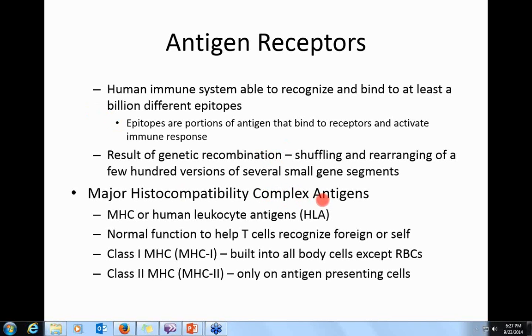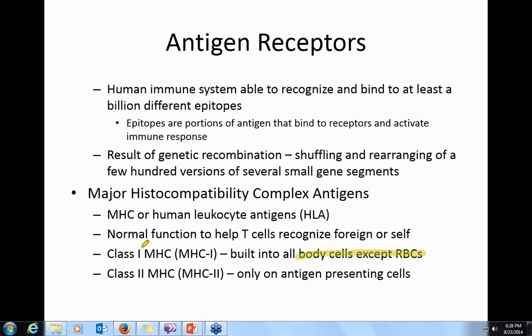Now, two other proteins that are needed on the lymphocytes are the major histocompatibility complexes, or MHC, which is how I like to refer to them. They are necessary for the T cells to recognize foreign from self. You have two classes of MHC proteins. Class 1 is on everything but the red blood cells. So all your body cells contain class 1 MHC.